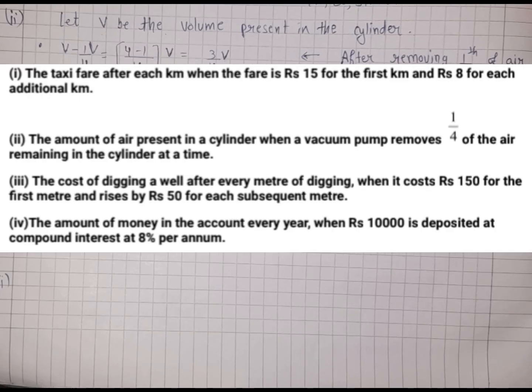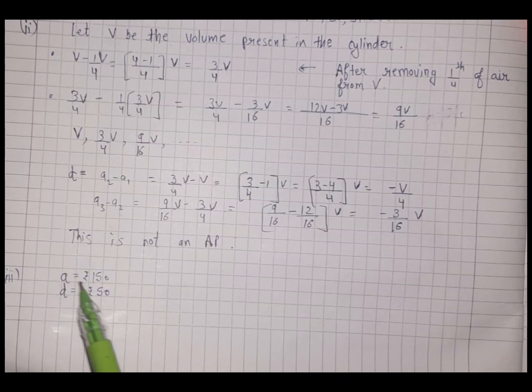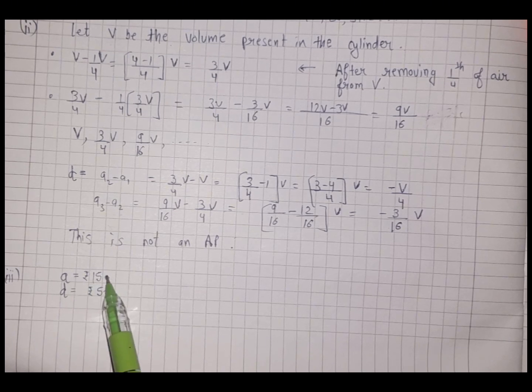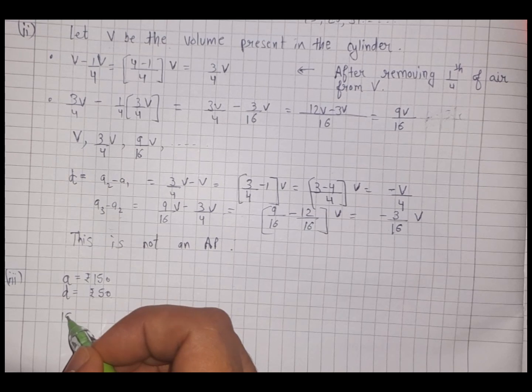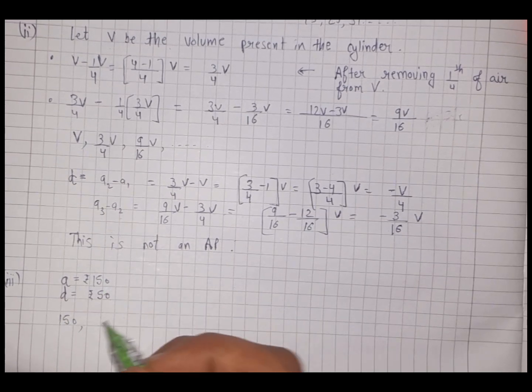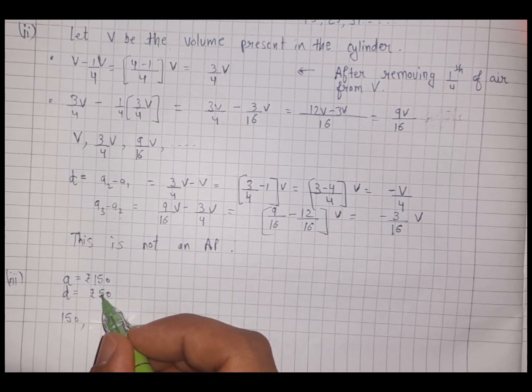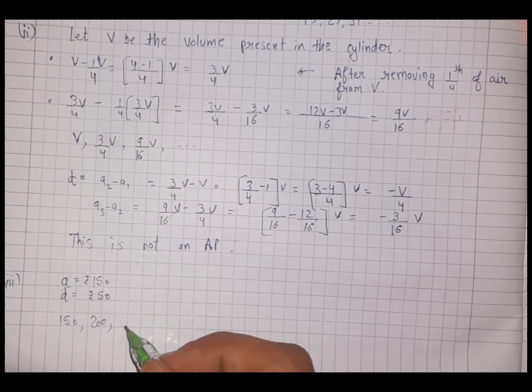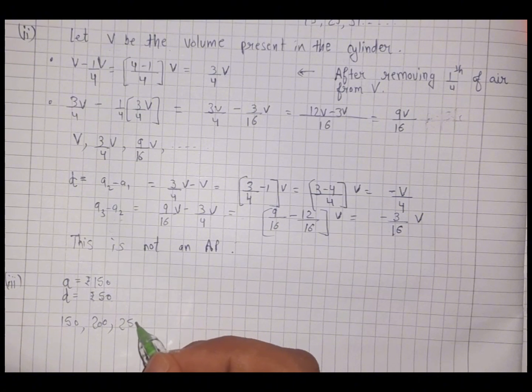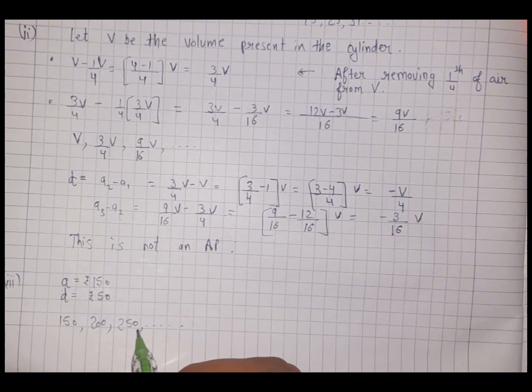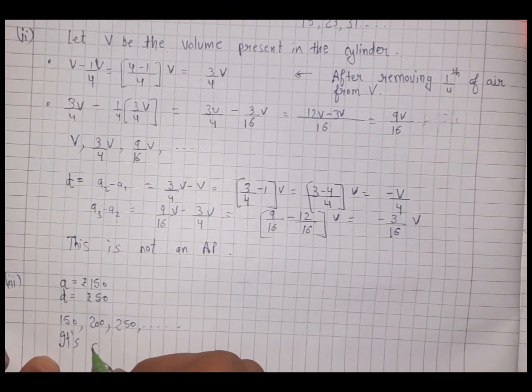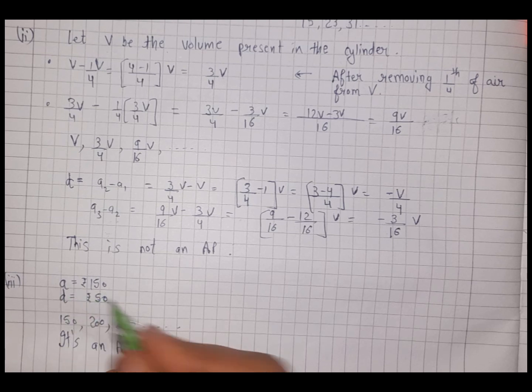Third part, the cost of digging a well after every meter of digging, when it costs rupees 150 for the first meter and rises by rupees 50 for every subsequent meter. Here it's clearly visible that for the first meter it charges rupees 150 and for the subsequent meters it charges rupees 50 more. For the first one it charges rupees 150. For the next it charges 150 plus 50, that is 200. For the next it charges 200 plus 50, that is 250, and so on. It's clearly visible that it's an AP because each term is obtained by adding the common difference d to the previous one.